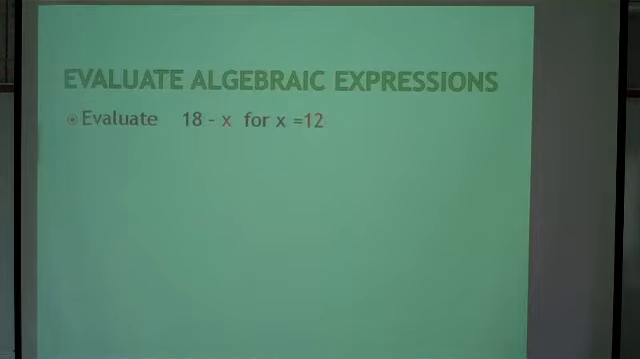It says evaluate 18 minus x, for x equals 12. What they're wanting you to do is take the x out, put the 12 in its place, and then solve the problem. Now you can solve the problem. 18 minus 12 is 6. This is called substitution.